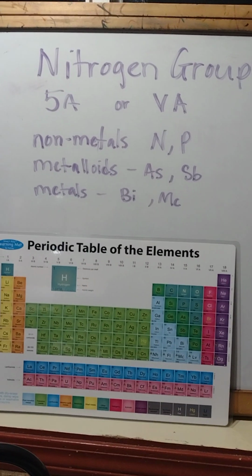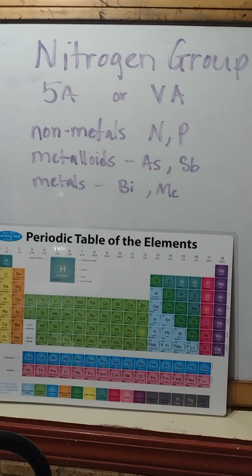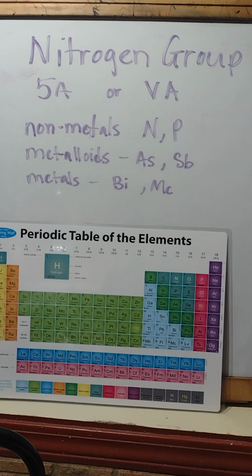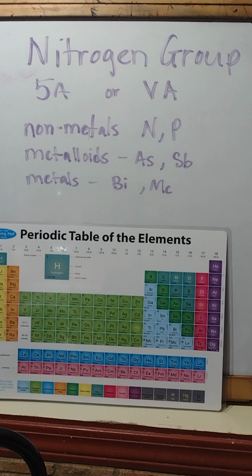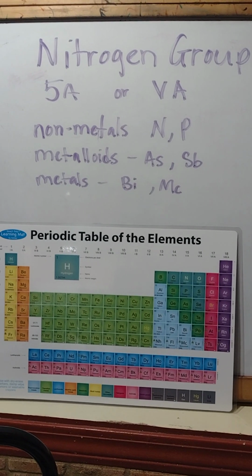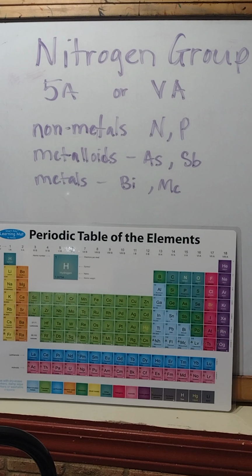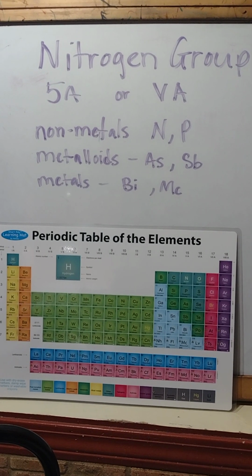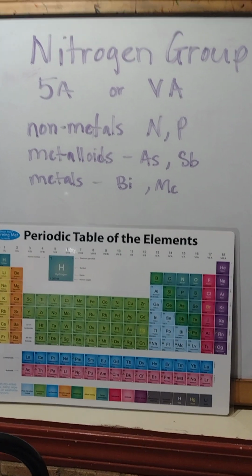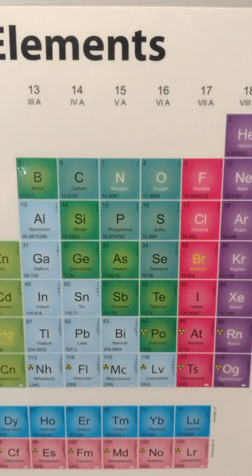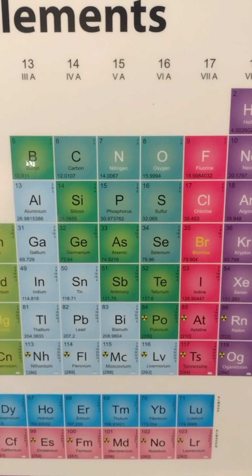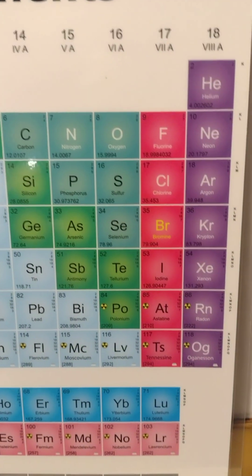Next is the nitrogen group, 5A. It starts out with nonmetals, nitrogen and phosphorus, and then there's metalloids, arsenic and antimony, and then there's metals, bismuth and moscovium. So same thing, the metallic characteristics increase as you go down group 5A. Group 5A, the nitrogen group. Guess what the next group's called? The oxygen group.